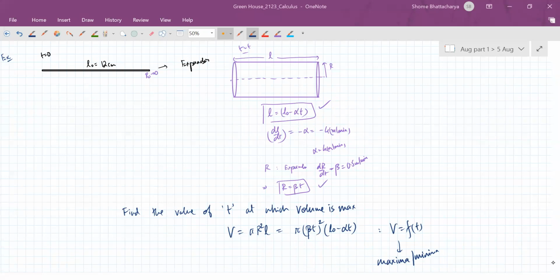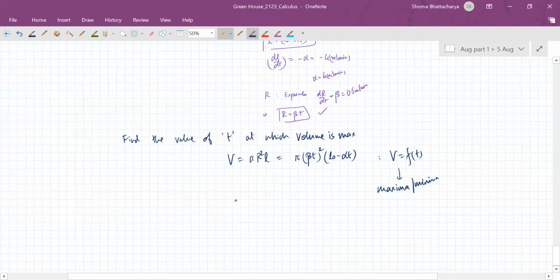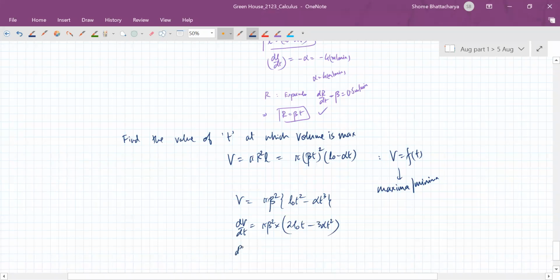Okay, so let's look at this. As you can see, this volume is basically a cubic function of time. So you can take this pi beta square outside, and it is L naught t square minus alpha t cube. So dV by dt is pi beta square into differentiation of this term. So 2 L naught t minus 3 alpha t square, and second derivative is similarly 2 L naught minus 6 alpha t like this.